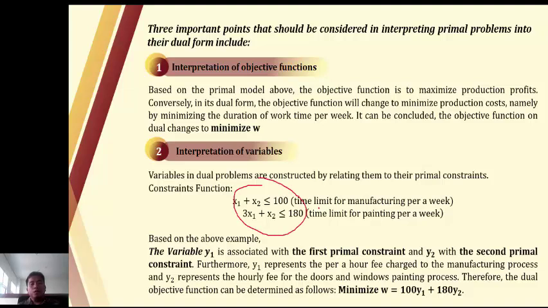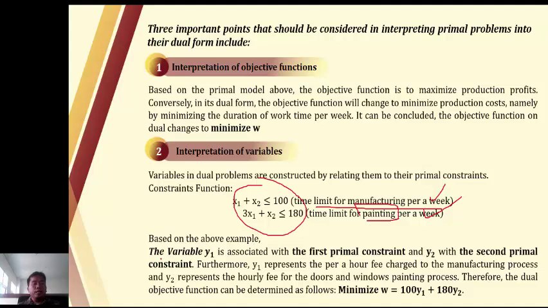We can see that the first constraint is the time limit for manufacturing windows and doors per week, and the second constraint is the time limit for painting per week. So each of them is a variable in the dual.